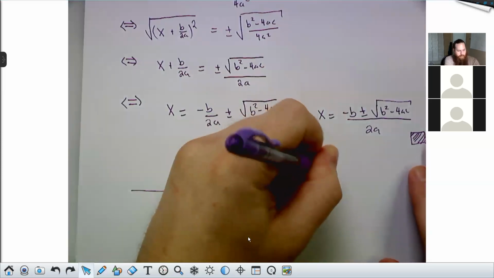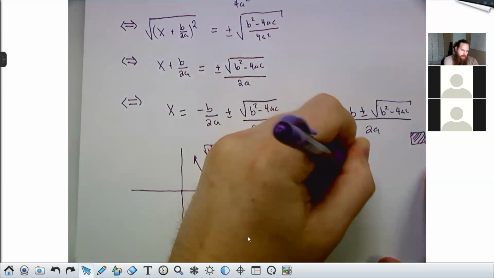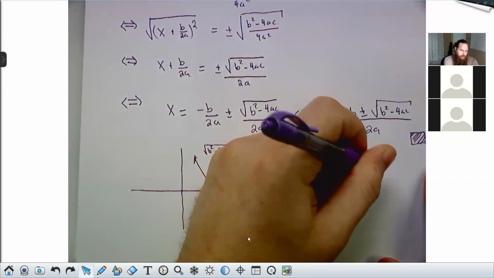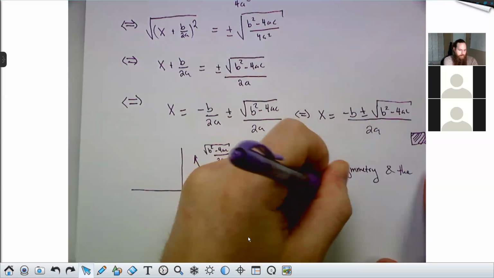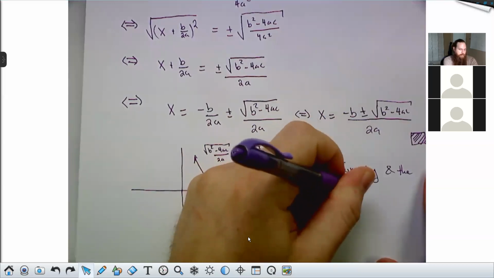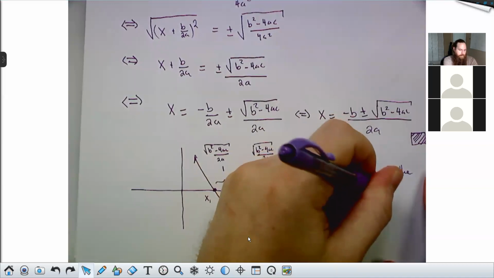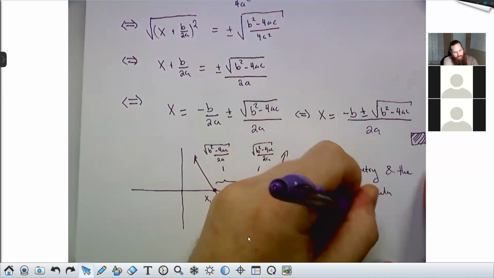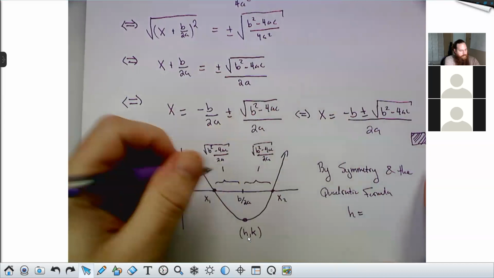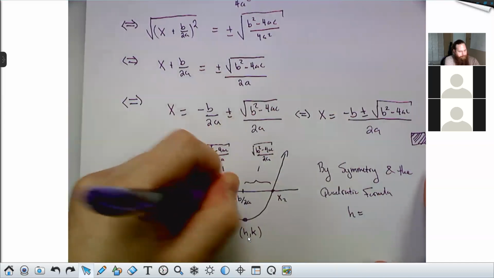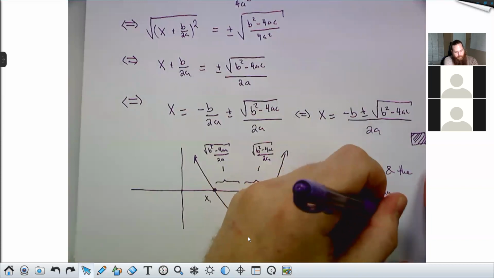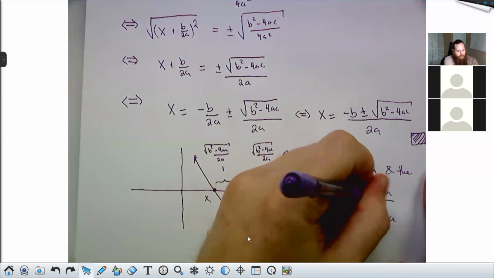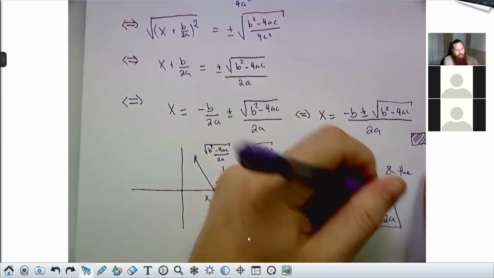So by symmetry and the quadratic formula, h is always, I'm sorry, negative b over 2a, yeah. Negative b over 2a. People find it useful to remember this.